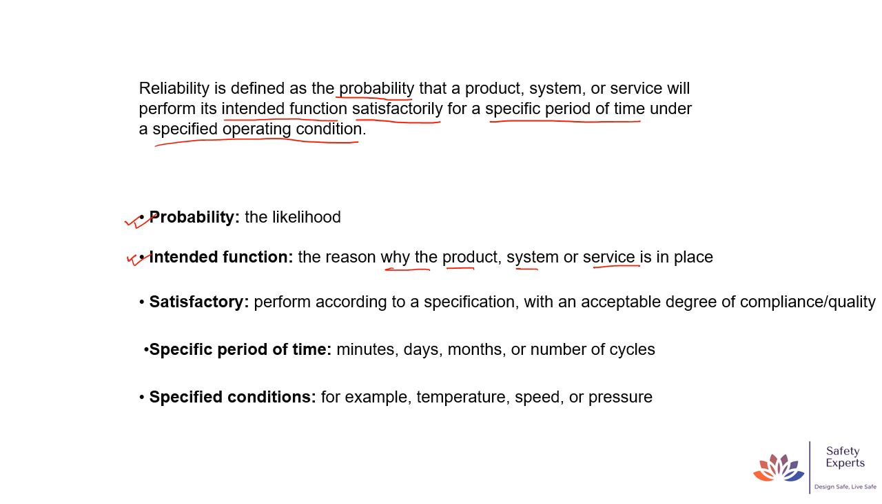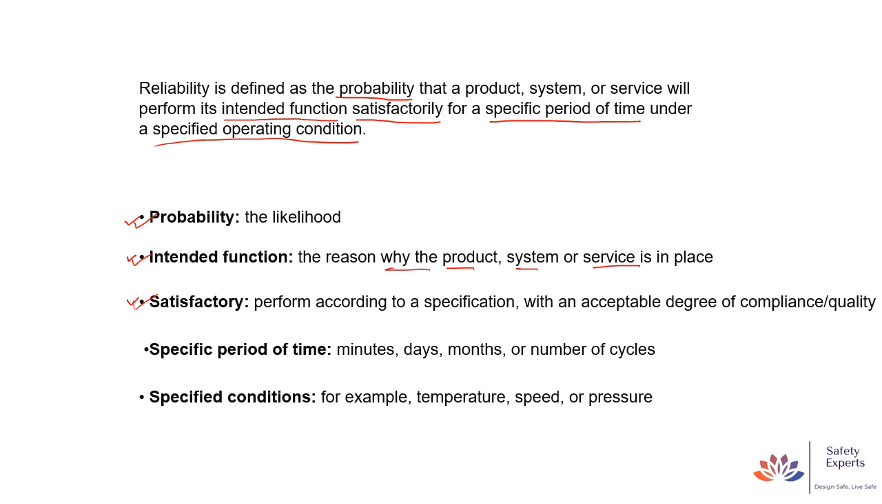To be more specific, we can write that the intended function of the washing machine is to wash minimum 6 kgs of clothes and dry it out within 45 minutes. So that can be one of the intended functions, right? And the probability is the number of times you operate the washing machine, how many times it will be operating properly without any problem.